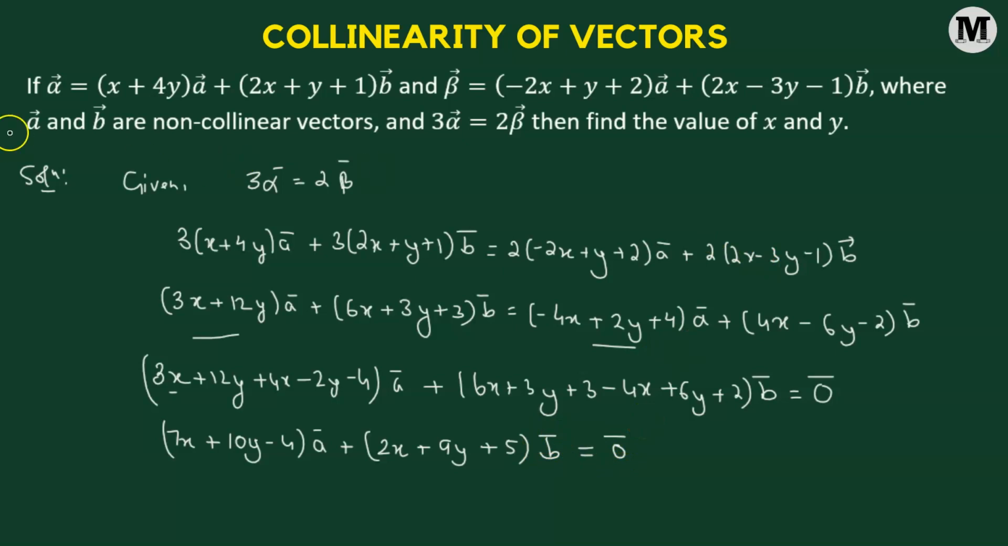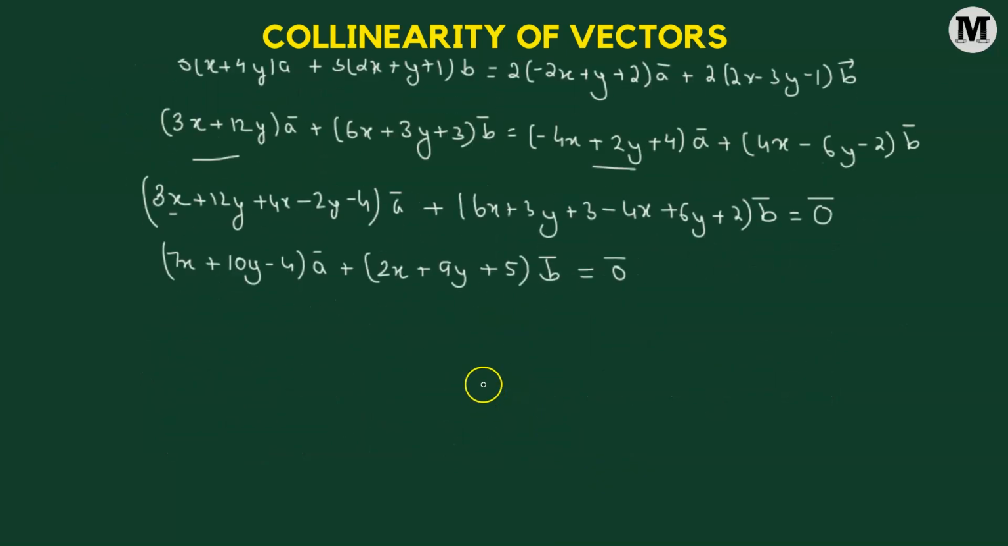Now, since it's given that a vector and b vector are non-collinear vectors, and we have this linear combination of these two vectors equal to the zero vector, this must imply that 7x plus 10y minus 4 must be equal to 0, and 2x plus 9y plus 5 must be equal to 0 as well. So our goal will be to solve these two equations to find out the value of x and y. So let's do that.